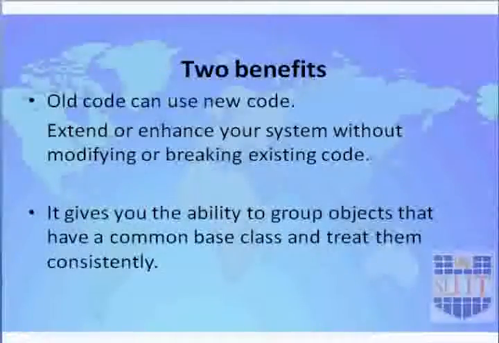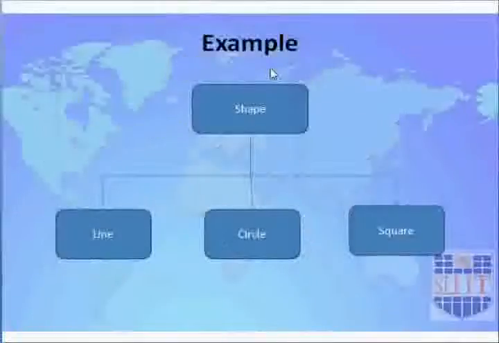Polymorphism provides at least two benefits. The first benefit is that old code can use new code. This is arguably the biggest benefit of object-oriented programming because it allows you to extend or enhance your system without modifying or breaking existing code. Secondly, it gives you the ability to group objects that have a common base class and treat them consistently. As an example, if we have three different object types like line, circle, and square, we can treat them all as shape objects because they all derive from the shape base class.